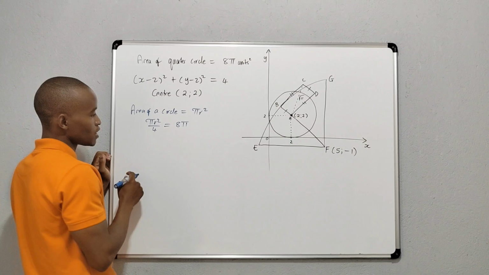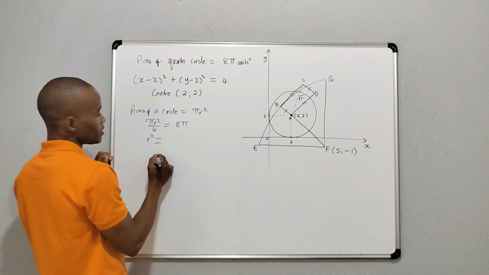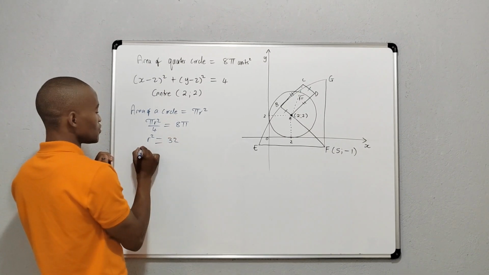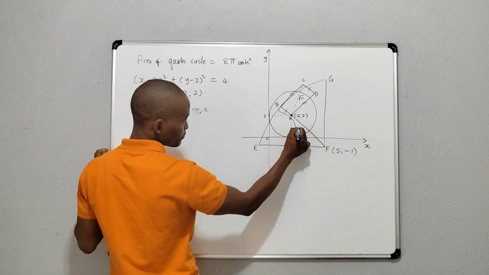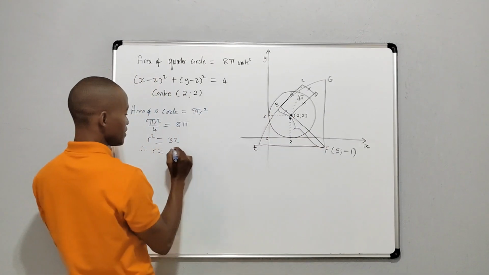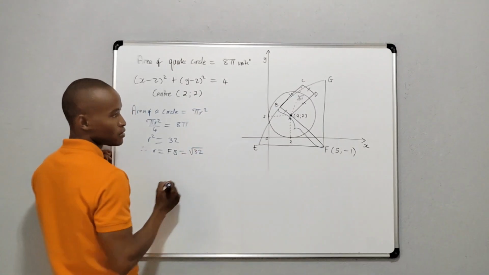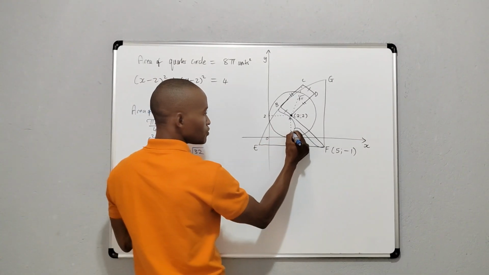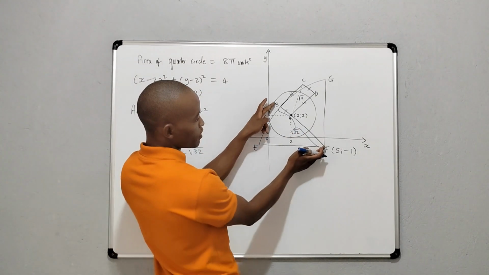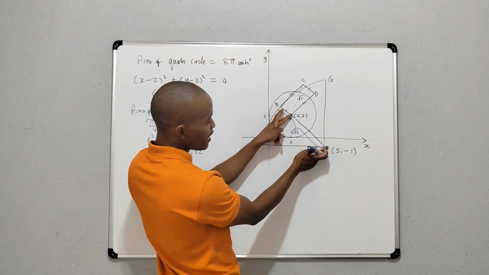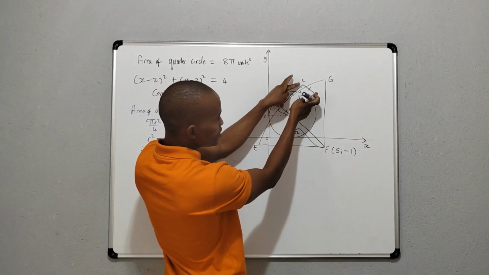Dividing both sides by pi over 4 gives us r squared is equal to what? 32. And therefore r, which represents this length right there, FB, is equal to the square root of 32. So there we go. We have square root of 32 for FB. So if we can find AF and subtract the 2, we'll find AB. We link it to CD.